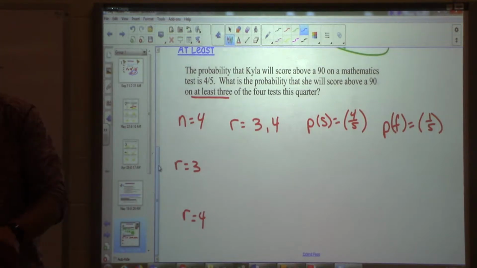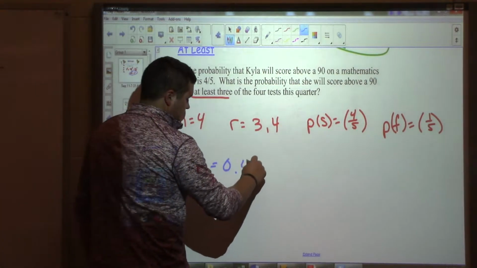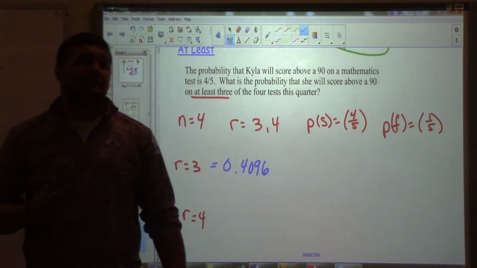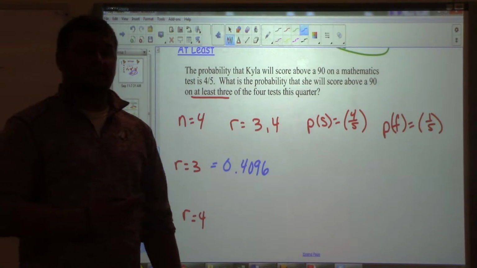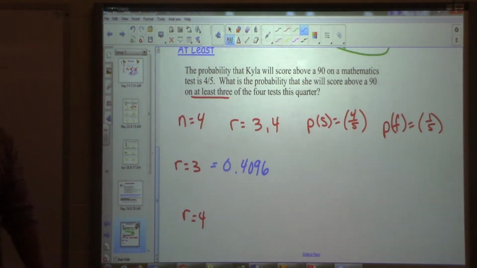Mm-hmm. Yeah, so I'm just going to take the decimal that I already have. I'm going to use that. 0.4096. It doesn't make sense to do it again if I've already done it once. Right? Just use that other one. It's the same stuff I'm going to put in my calculator, but I did it once already.